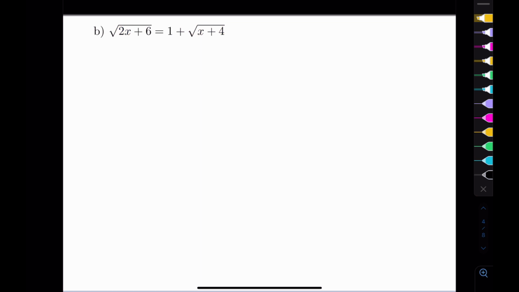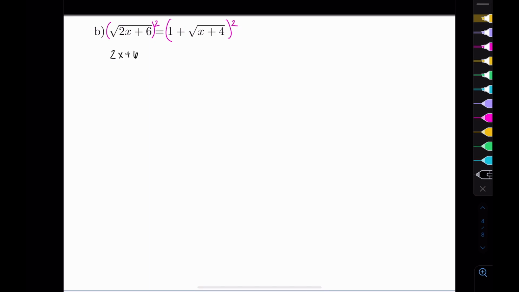So the first thing you need to do is still get one of the square roots by itself, which we're good. We have a square root on its side, and I need to square both sides. So that means I'm taking this side and squaring it, and I'm taking this side and squaring it. And this is where it becomes annoying because on that right-hand side, we do have to FOIL that out. So the left is nice because the square and square root cancel, so we just get 2x plus 6.